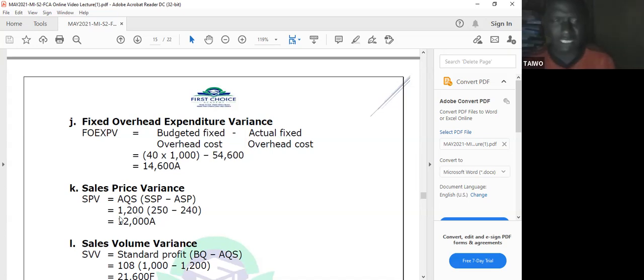But the last one there is sales volume variance. If we say sales volume variance, what do we mean? You are looking for the variance in the volume of production.